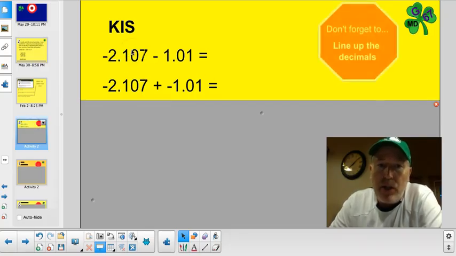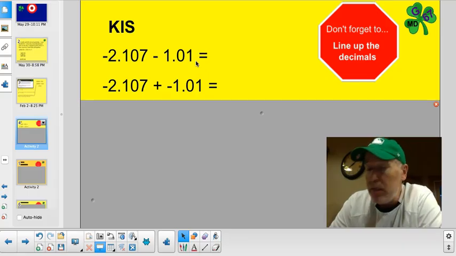That's because I want to try to use simple numbers tonight, so we don't have to focus so much on trading and difficult adding and subtraction, but simpler numbers to work with. So I have a lot of problems that look similar with a lot of 2s, 3s, and 1s in there. All right, so we have a negative 2.107, and we need to subtract 1.01.